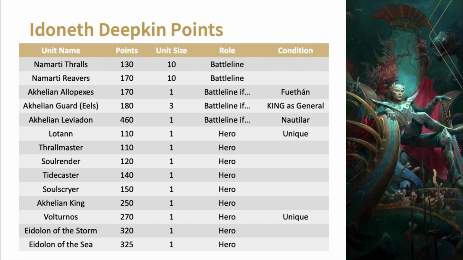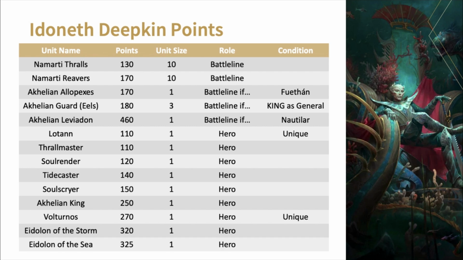And they're battle line if your general is a king, as in either Volturnos or an Akhelian King. Good to know, if you take Volturnos in your list, even if he's not the official general, he's a war master and counts as one, so this turns this on. So that's good. And then finally, the Akhelian Leviathan, which is the turtle, has reduced in cost to 460, which is good, because now you can take even more if you want to spam that list. And this is battle line if in Namarti, one of the other sub-factions.